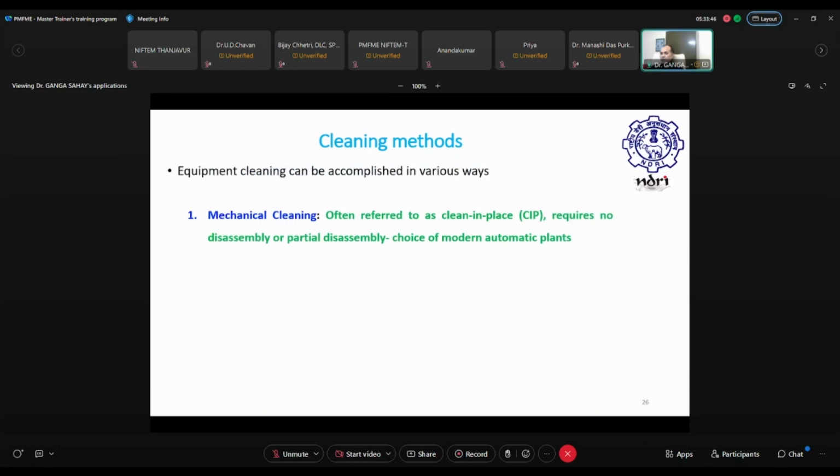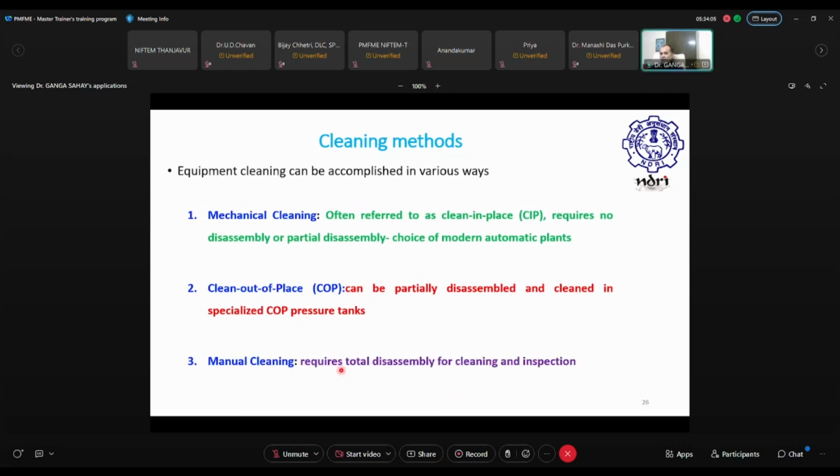Now, if we talk about cleaning methods, first of all, the mechanical cleaning, often referred to as clean in place, requires no disassembly or only partial disassembly, and is the choice of the modern automatic plant. Another one is clean out of place, which can be partially done using specialized COP pressure tanks.